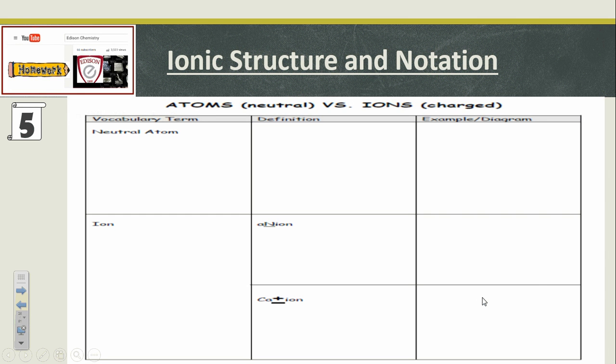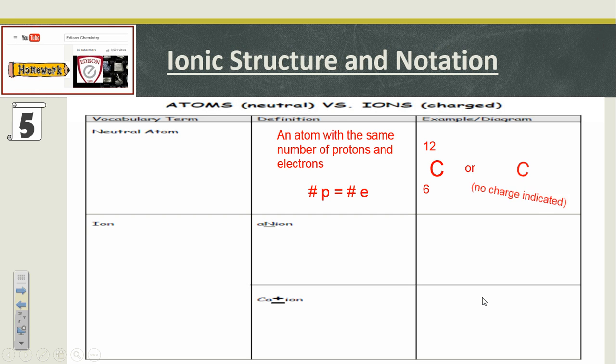So let's do the atoms versus ions graphic organizer. A neutral atom is an atom with the same number of protons and electrons. The number of protons equals the number of electrons. Examples: carbon-12, or carbon. So no charge is indicated in the symbol.